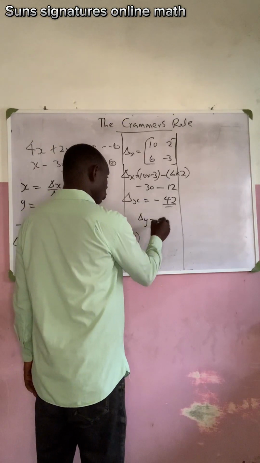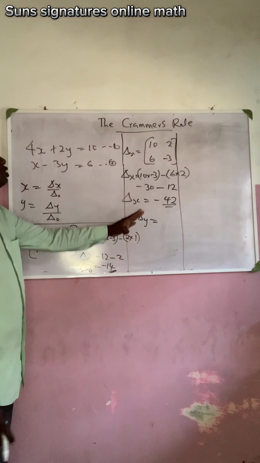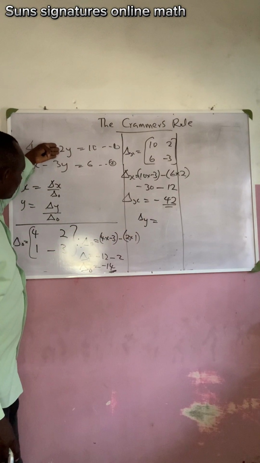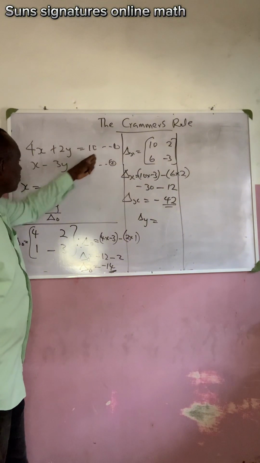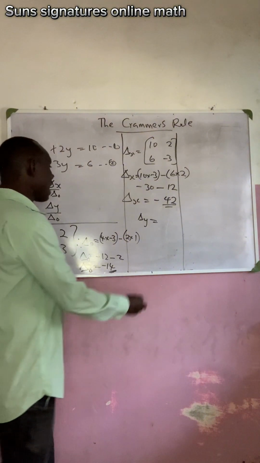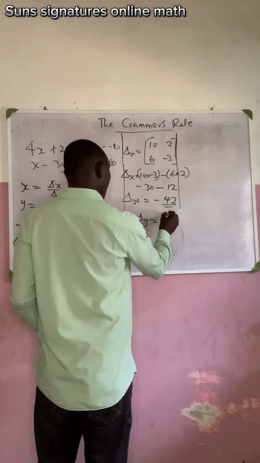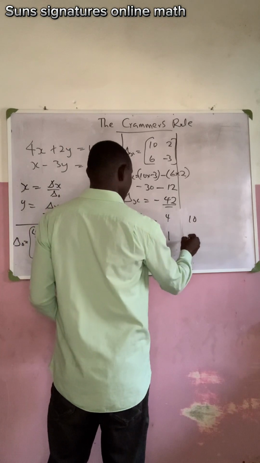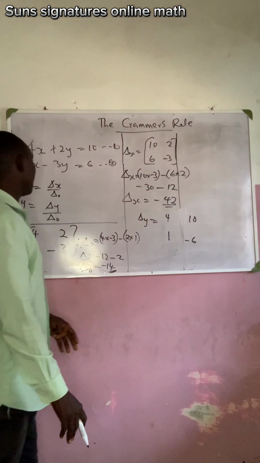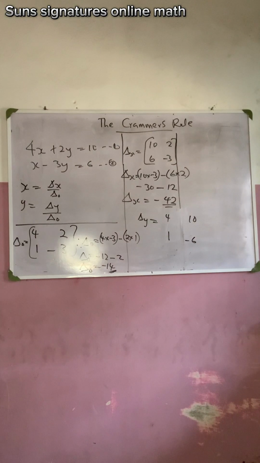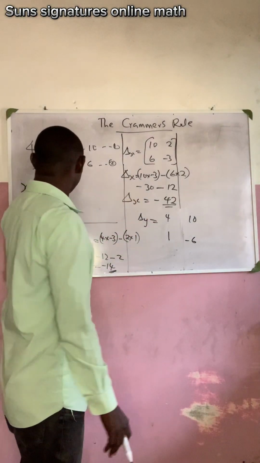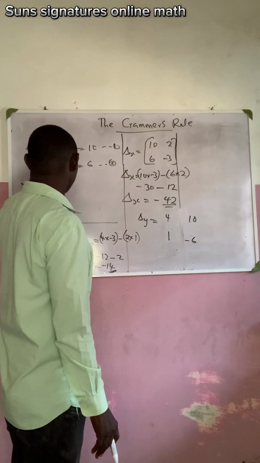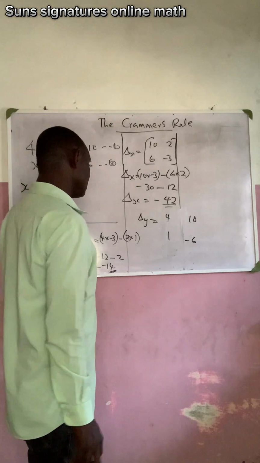Delta y will be equal to what? My delta y uses the same procedure, but in this case the y values have to be eliminated. The constants will take the place of the y values. So I will have 4 and 1, and I will have 10 and 6. This is the 4 and 1. The 10 and the 6 take the position of 2y and 3y.